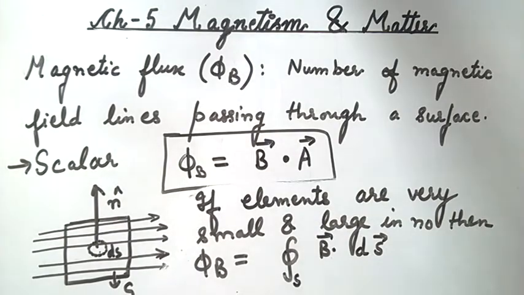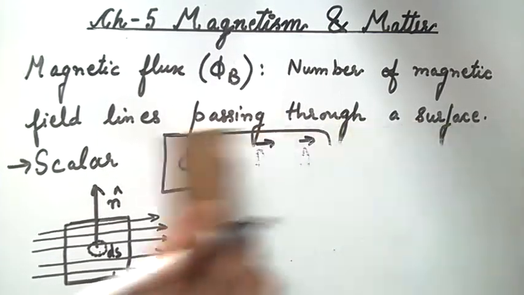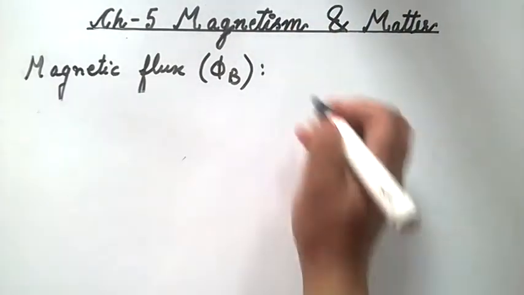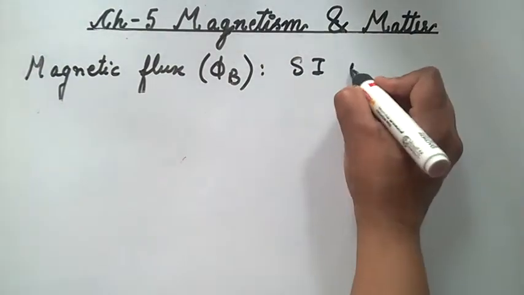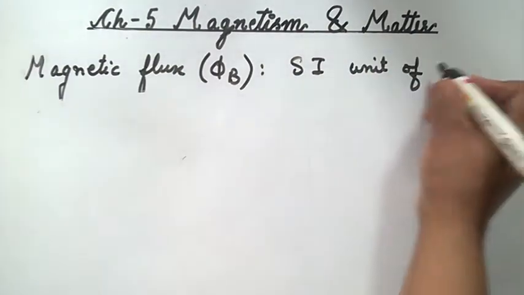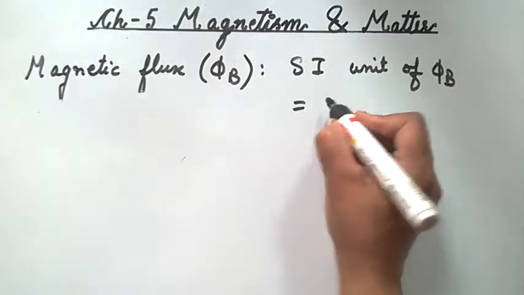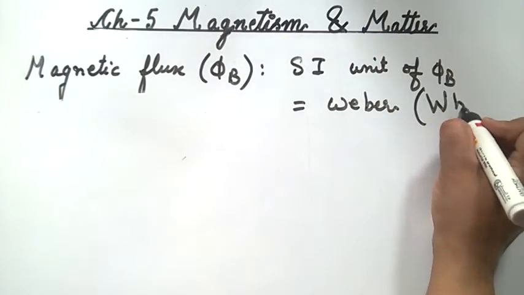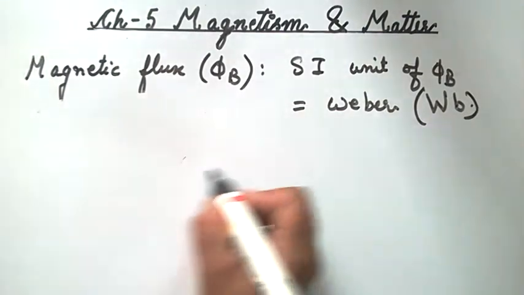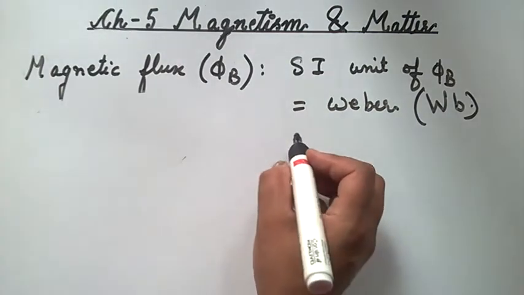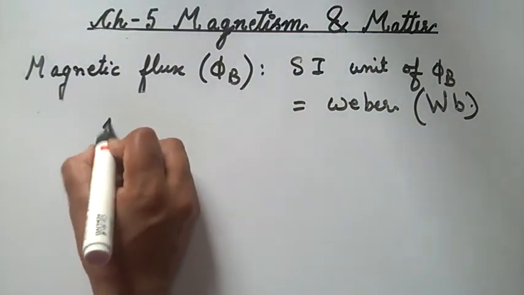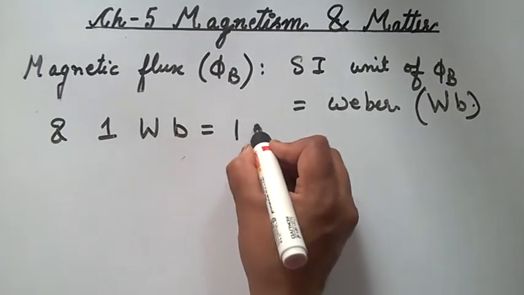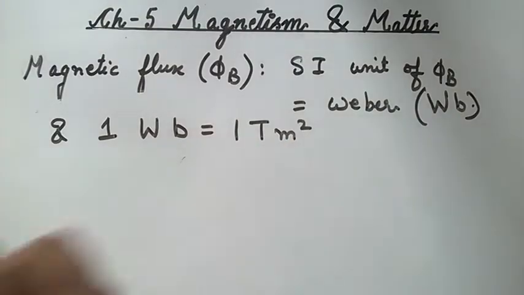Now, the SI unit of magnetic flux is Weber. And 1 Weber is equal to 1 Tesla into meter square.